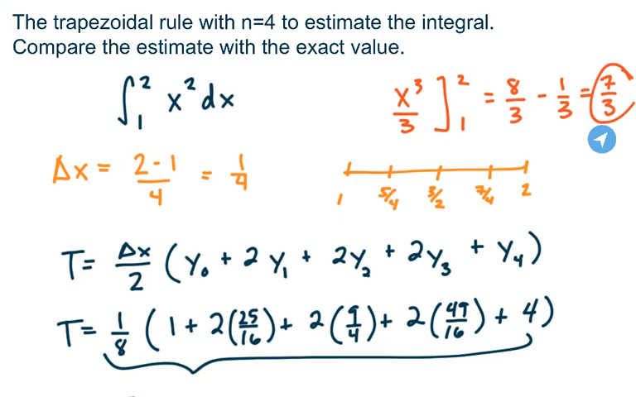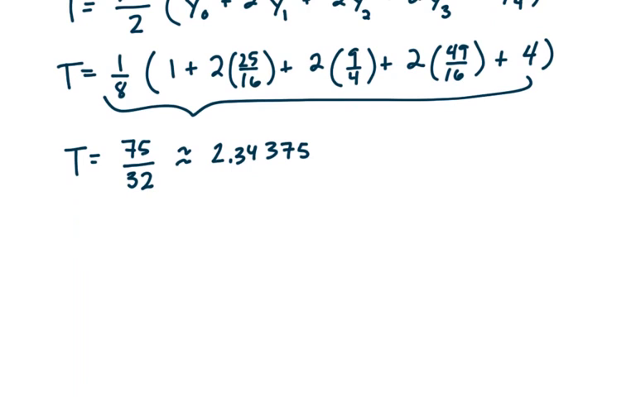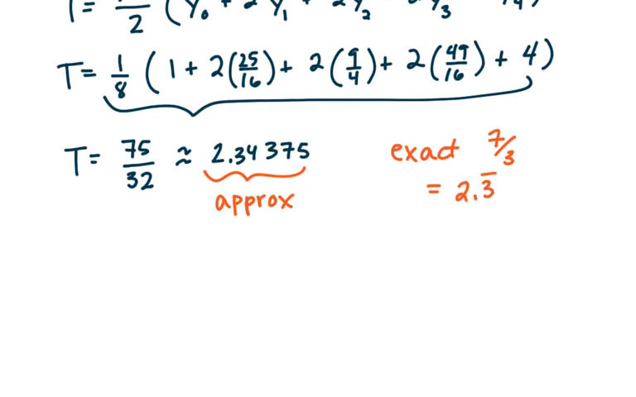Now, we know what the exact value is. The exact value is 7/3, right? We did that right at the onset. So 7/3, how does that compare to my approximation? Right, so my exact is 7/3, or 2.3 repeating. So my approximation is very close to that, but it's just a little bit bigger. So the trapezoidal rule overestimates the integral by about 0.5% of its true value, 7/3.